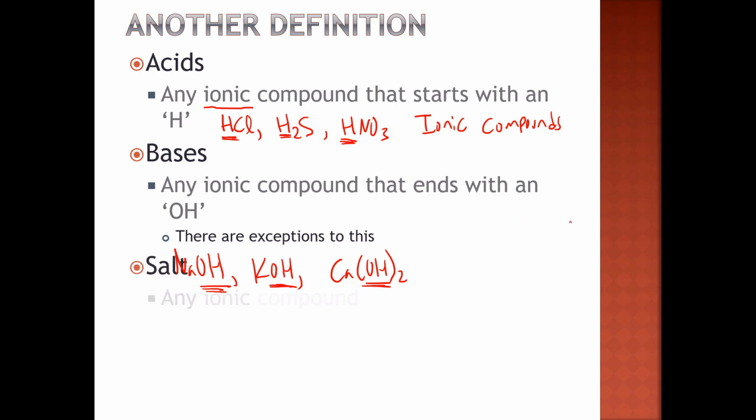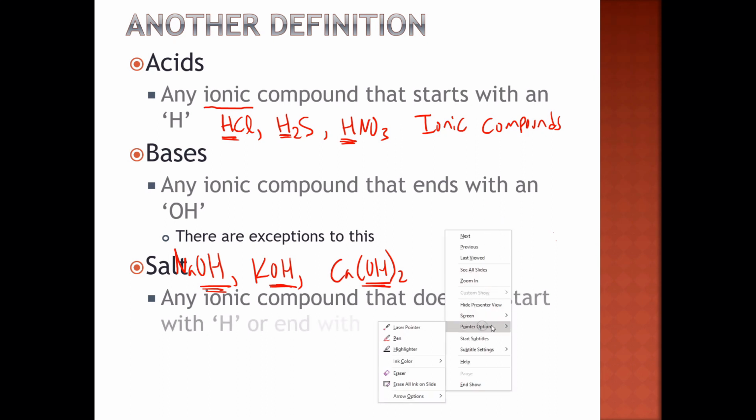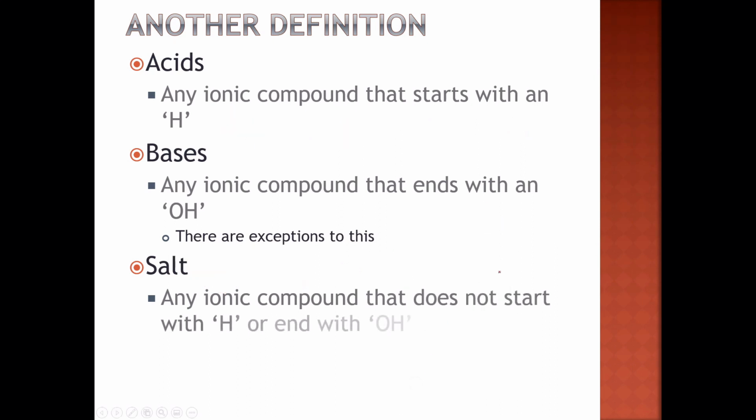And salts will basically fall into the category that it doesn't start with an H and it does not end with an OH. So there are three ways you can think of to easily identify an acid, easily identify a base, and easily identify a salt. The key here is that this is for ionic compounds. Organic compounds are identified slightly differently, but we won't worry about that today.